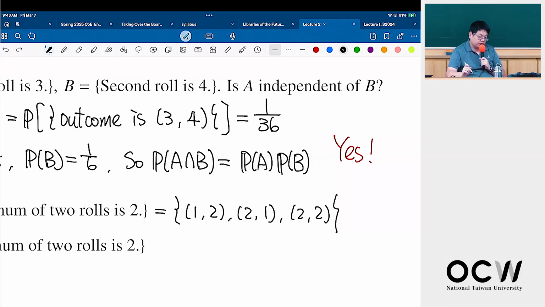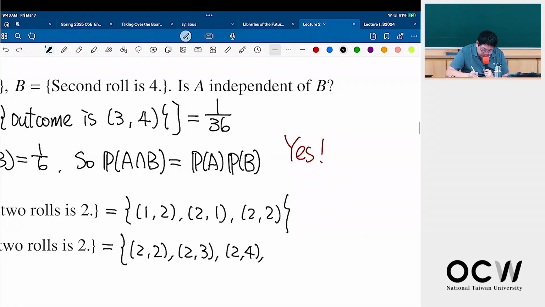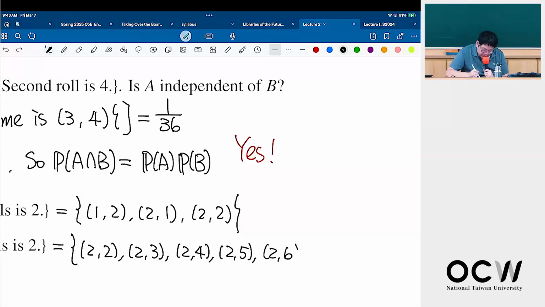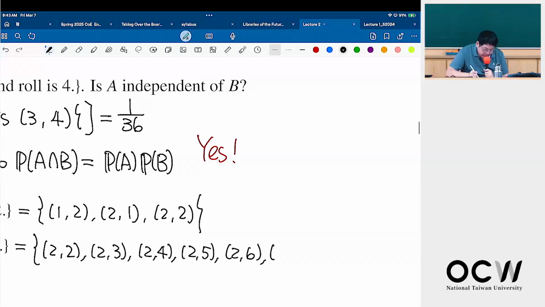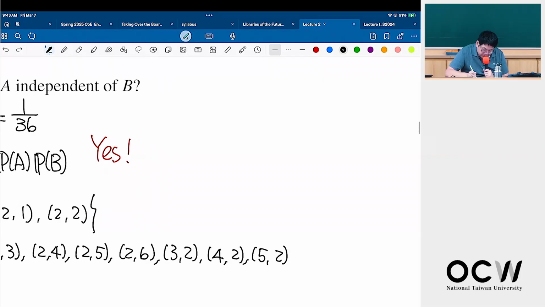The minimum of the 2 rolls is 2. Then in this case, I can have 2, 2, and then 2, 3, 2, 4, 2, 5, 2, 6, 3, 2, 4, 2, 5, 2, and 6, 2.